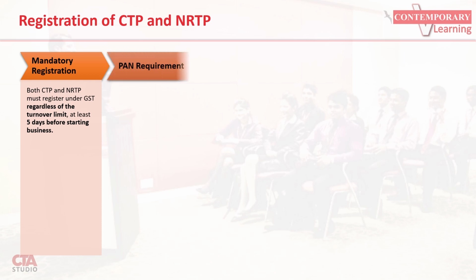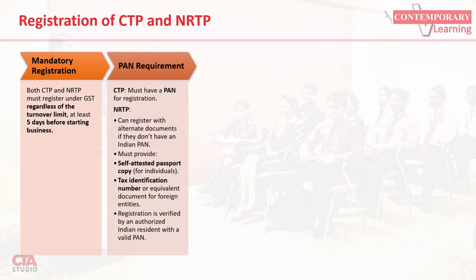PAN requirement: CTP must have a PAN for registration. NRTP can register with alternate documents if they don't have an Indian PAN. They must provide a self-attested passport copy for individuals or a tax identification number or equivalent document for foreign entities. The registration is verified by an authorized Indian resident with a valid PAN.